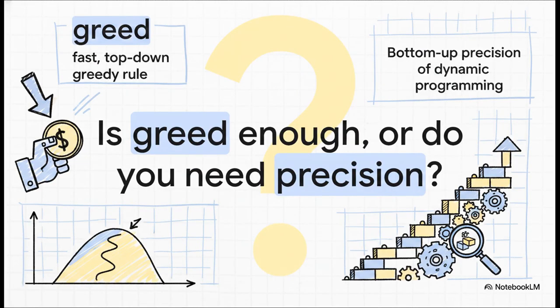Which leaves us with a final thought for today's explainer. As you design systems, schedule your time, or allocate your own resources, you have to ask yourself, when analyzing your own systemic problems, is a fast, top-down greedy rule of thumb enough to get the job done? Or is there hidden complexity? Must you demand the rigorous bottom-up precision of dynamic programming to find the true optimal solution? Understanding the mathematical boundaries of greed is the very first step to mastering it.